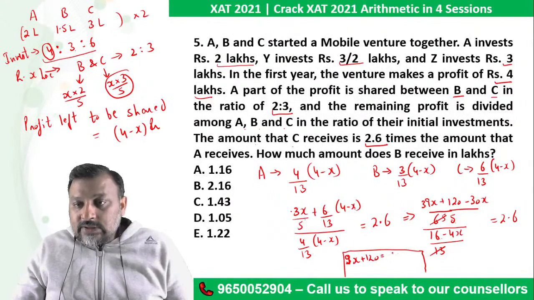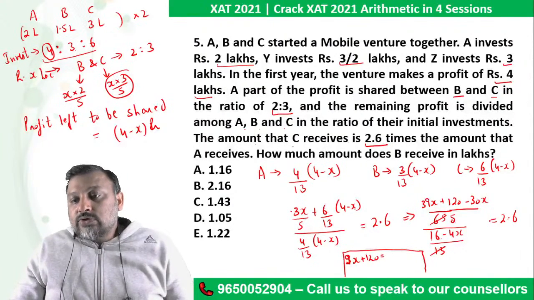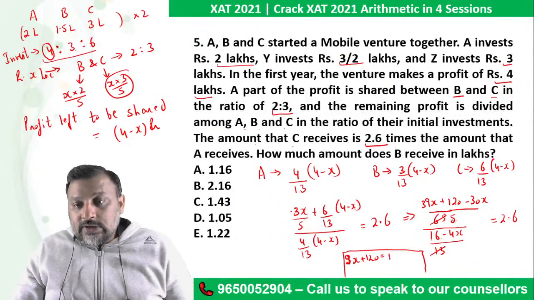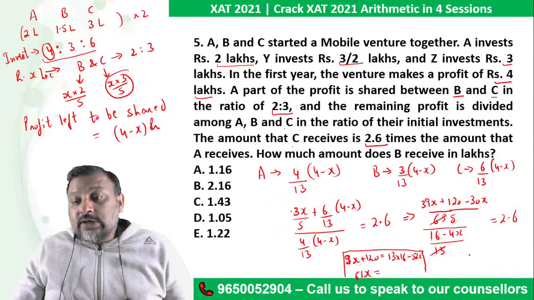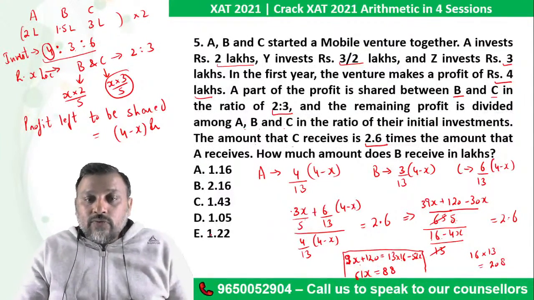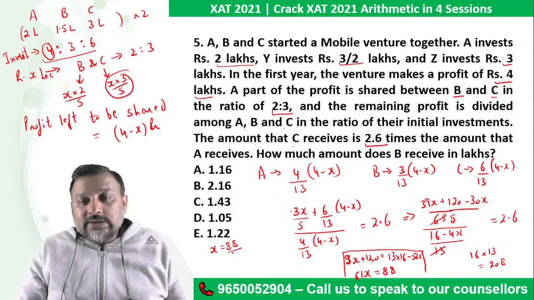plus 120 is equal to 5 times of this and into 2.6. So 5 into 2.6, this is 13. So 13 into 16 minus 13 into 4. So from here you will get the value of x. So add 52 here, this will become 61x. And here it will be minus 16 into 13. This is 208 minus 120 is 88. So value of x would be 88 by 61.